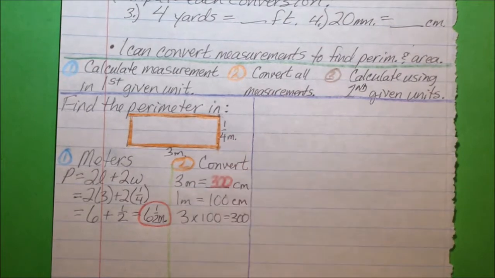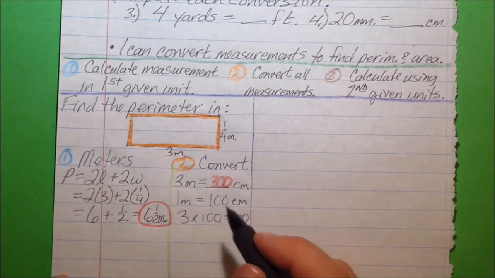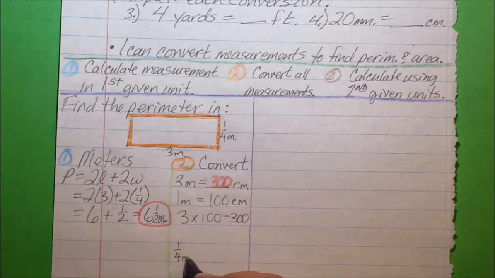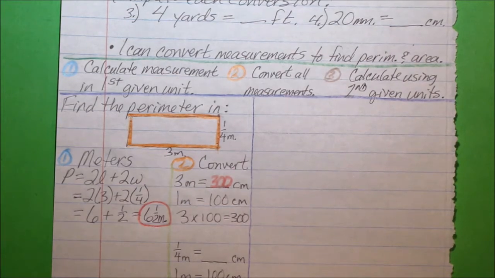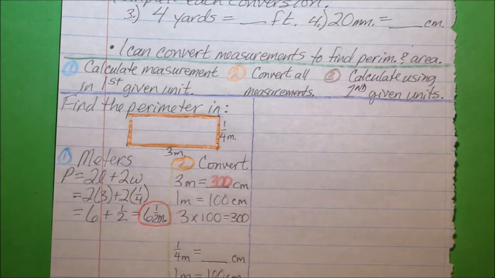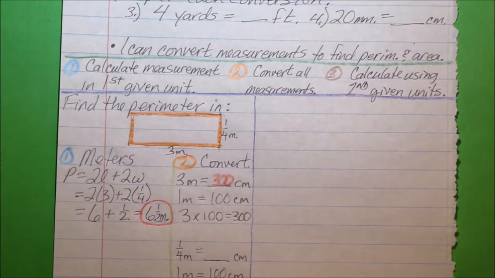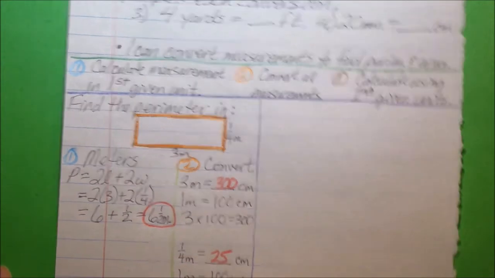Now my other measurement I have to convert is this 1/4. So same thing, I've got 1/4 of a meter equals how many centimeters? Well, 1 meter equals 100 centimeters, and I'm going to multiply. So I've got 1/4 times 100, and that's easy to do because I know a quarter of 100. If I have 4 quarters, that's $1. 1 quarter is 25 cents. So I know a quarter of 100 is 25. So 1 quarter of a meter equals 25 centimeters.